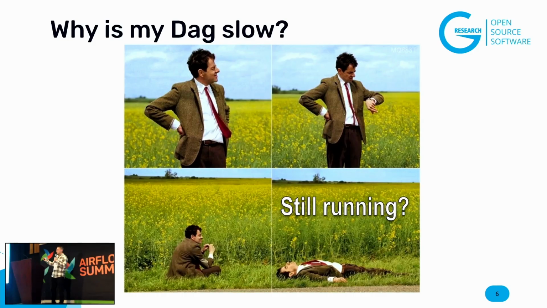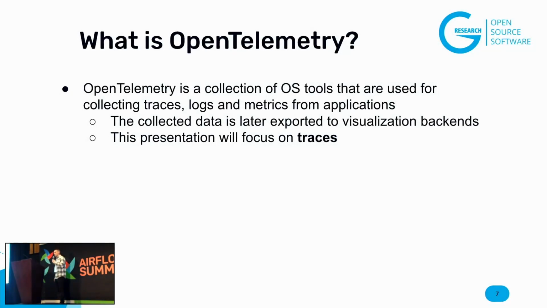Now, this is what we are trying to solve with OpenTelemetry. We're trying to monitor the task and understand it. Now, I've been throwing the word OpenTelemetry around, and now it's time to explain what it is. OpenTelemetry is a collection of open source tools that can be used for collecting data like traces, logs, and metrics. Now, all this data is later exported to visualization backends like Prometheus, Grafana, Jaeger, Aspire Dashboard, and a bunch of others. This presentation is going to focus on traces because the logs and metrics deserve their own presentation.